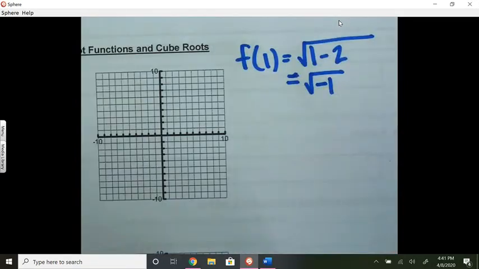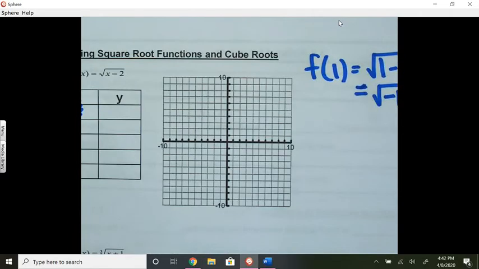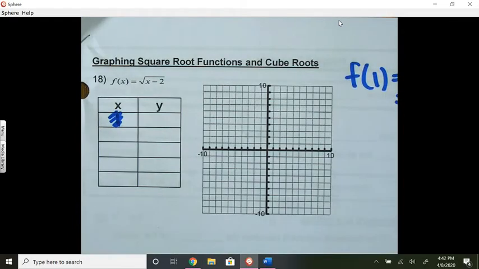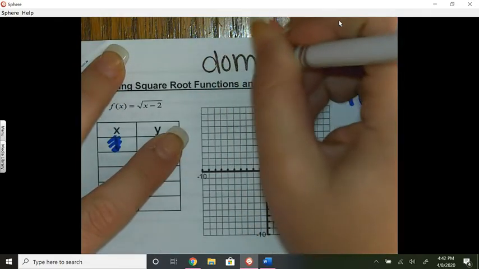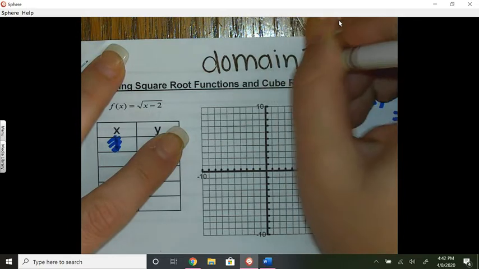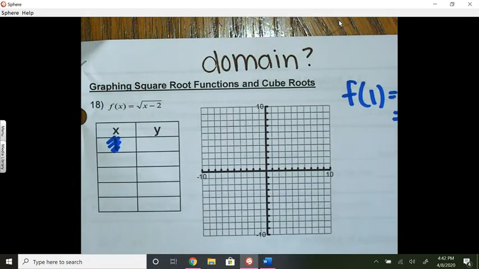So instead of plugging in numbers to find out that they don't work, the first step when you graph is, even though it doesn't ask for the domain, you want to think about what numbers you are allowed to use for x, because that's what domain means. What can we use for x?